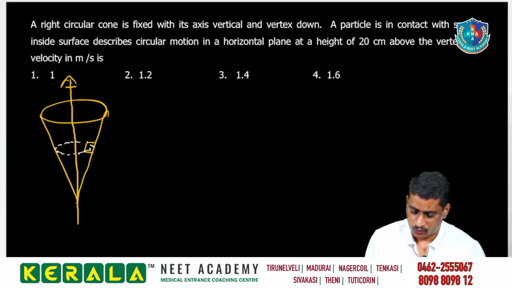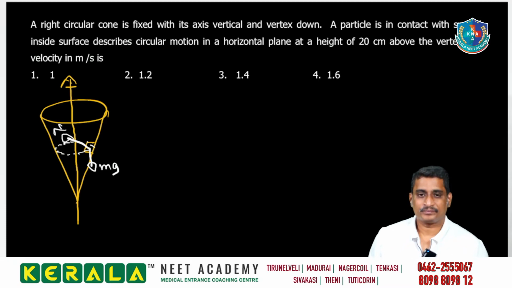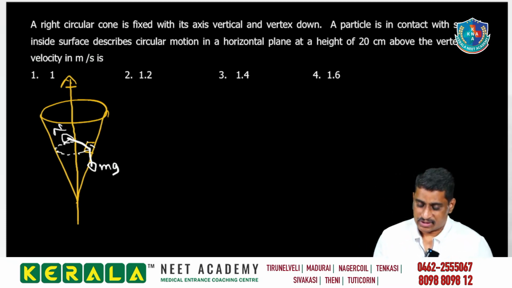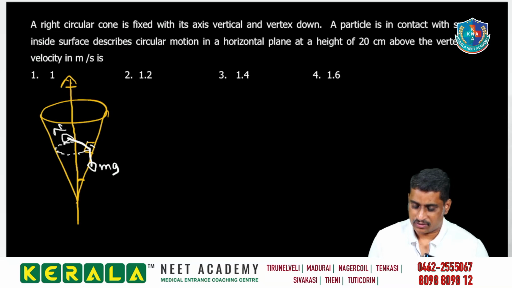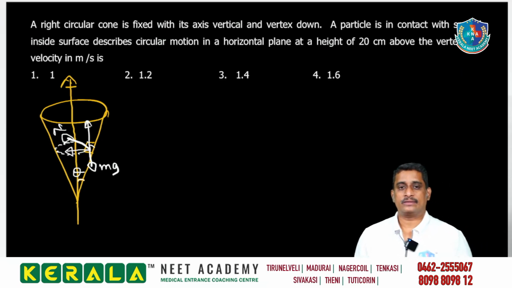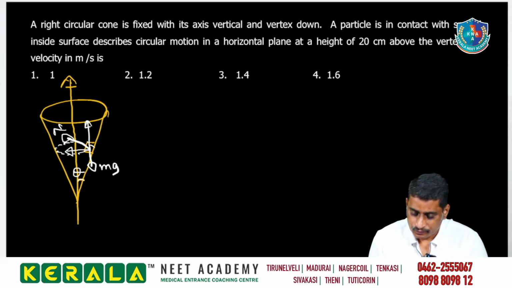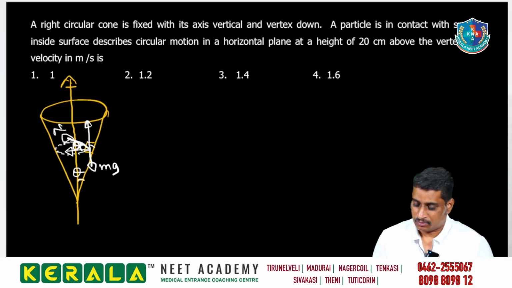Here two forces are acting over the particle. One is mg and the second one is the normal force like this. This angle you can define as theta. This normal force you can resolve into two components, one vertical upwards, another in horizontal direction. Then with the construction, this angle also will become theta.